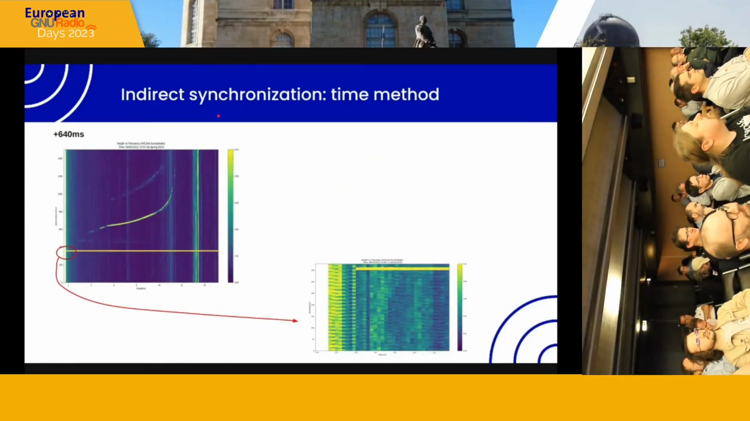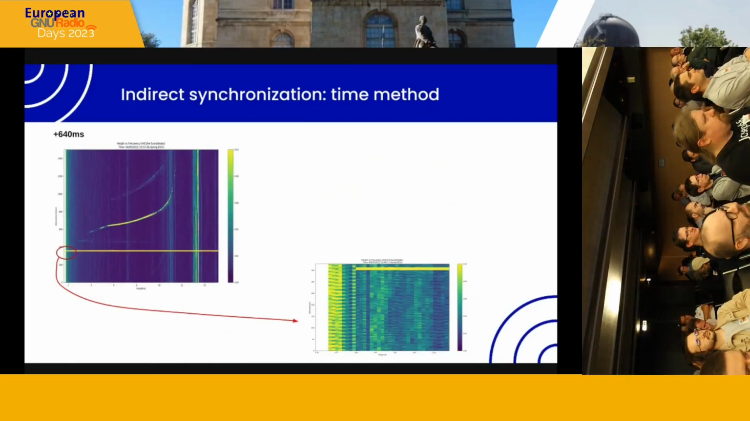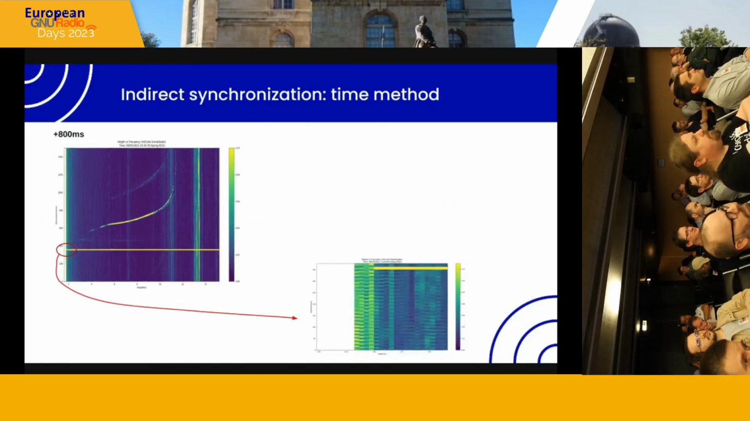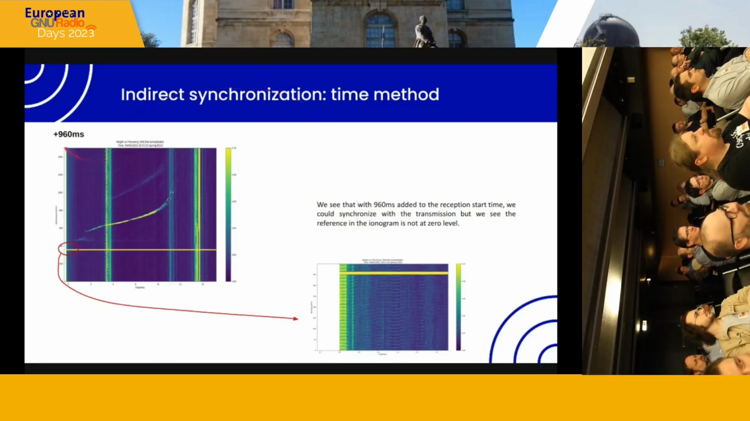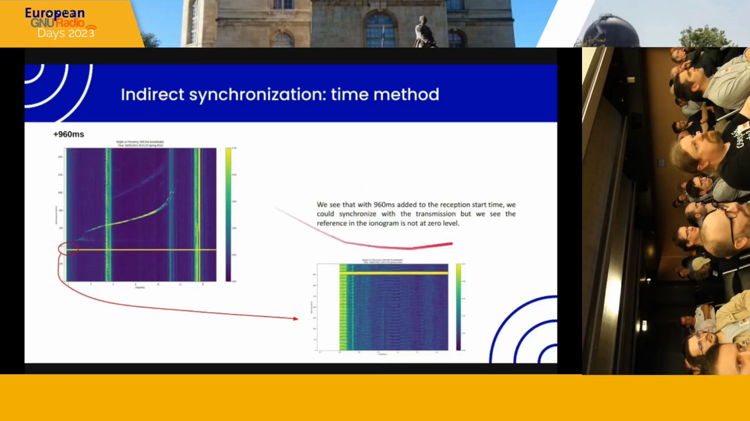In the other occasion, say 600, 640 milliseconds, 800, and with the time 960 milliseconds, we saw that the transmission and the reception started at the same time. This means that VIPIR received the pulse for the transmission, but it took 960 milliseconds to send the transmission signal. So this is the first observation here.